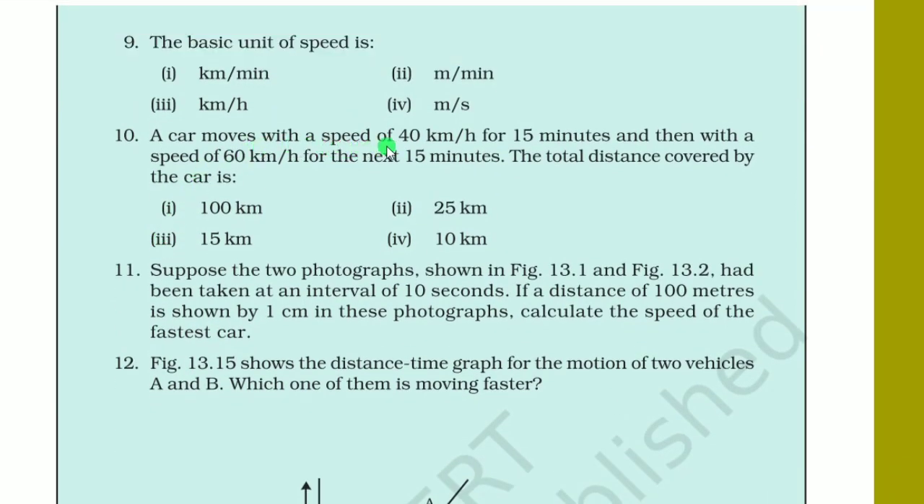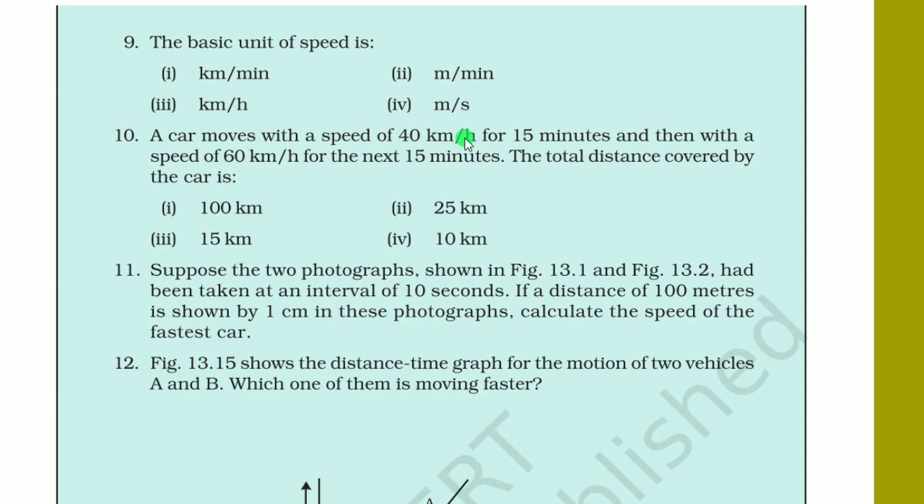A car moves with a speed of 40 km per hour for 15 minutes and then with a speed of 60 km per hour for the next 15 minutes. Find the total distance covered by the car. Total distance means speed into time. So you have to multiply speed into time, and again speed into time, because two different speeds are given. Then you have to add them up and you will get the answer.